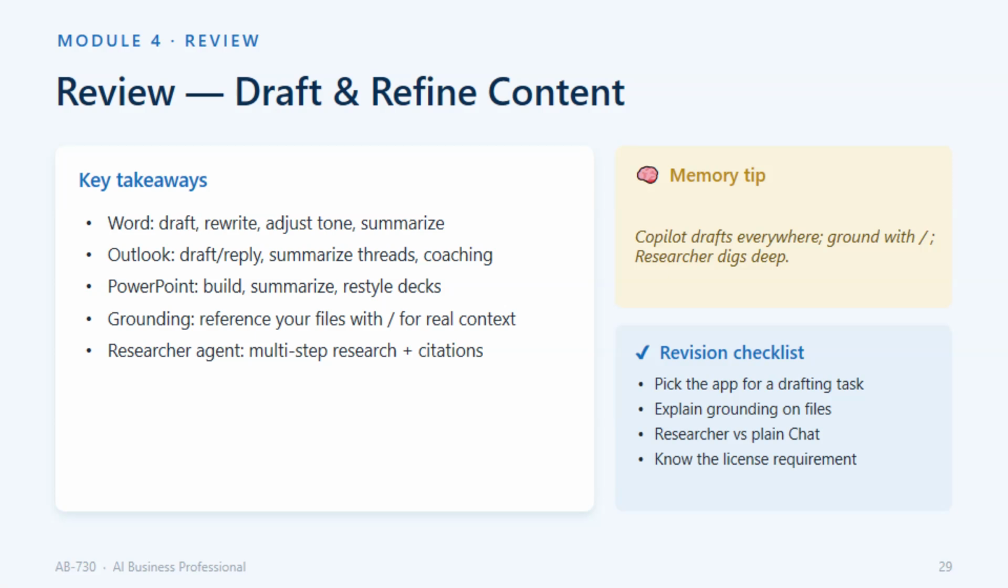Key takeaways: use Word for drafting, rewriting, and summarizing. Outlook for email drafting, replies, and coaching. PowerPoint for building and refining decks. Ground drafts with the / symbol for real context. The researcher agent handles multi-step research and citations. Know when each tool is appropriate.